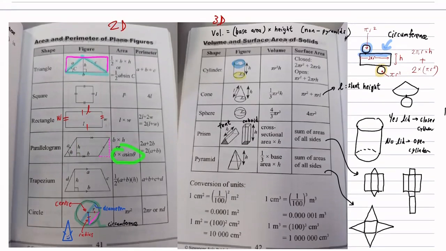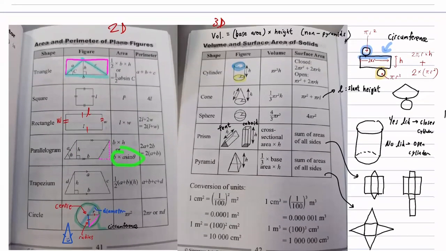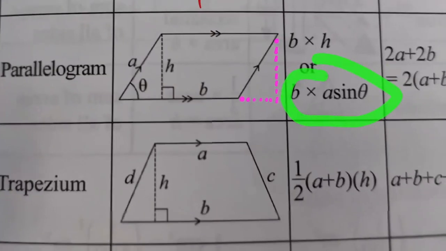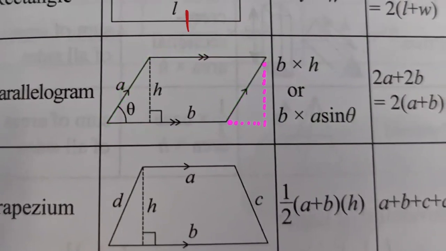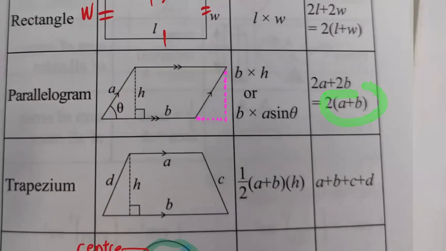Let me just zoom in a bit. Here, this formula, can you see why that's true? A sine theta is H. Exactly, very good. A sine theta is H. So this one, just good to know only. This one is extra, don't really need to know all the time. Only B times H is the main one. Then for perimeter, it will be A plus B plus A plus B, which is 2A plus 2B, and factor out the 2, 2 times bracket A plus B.